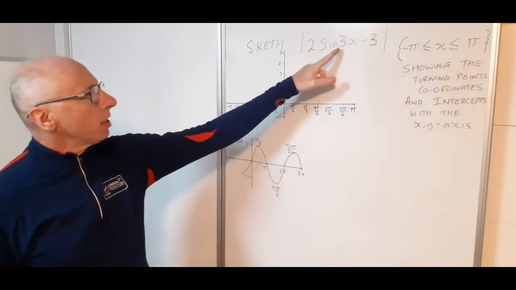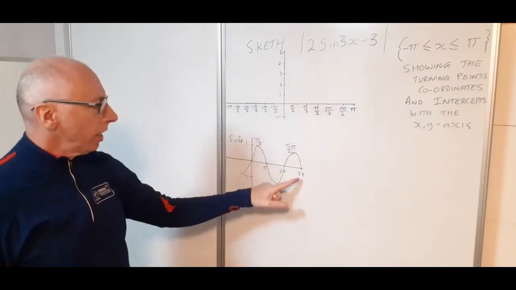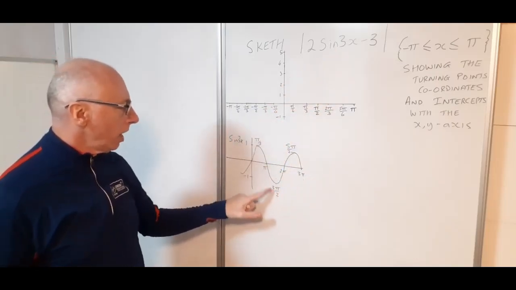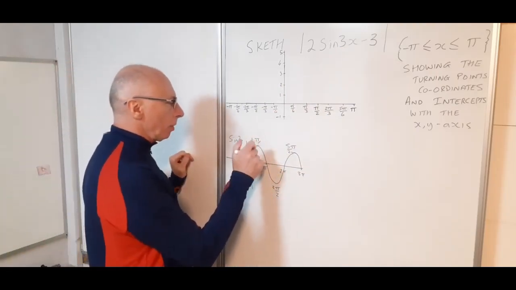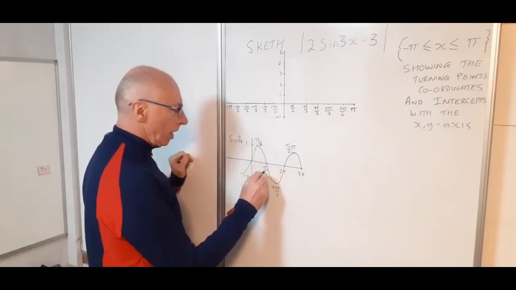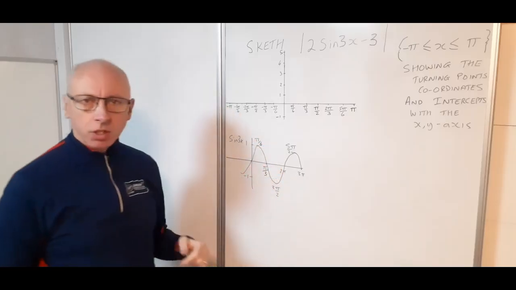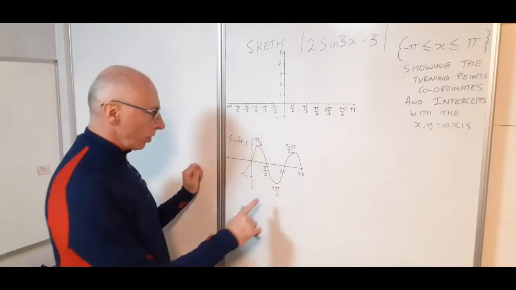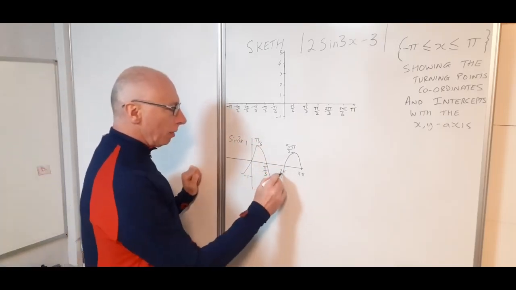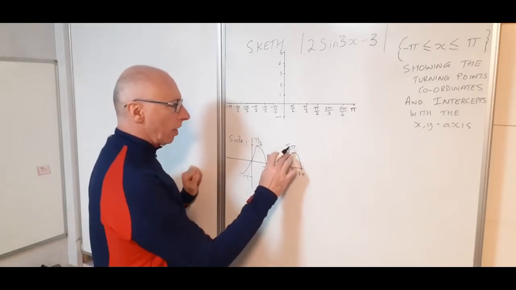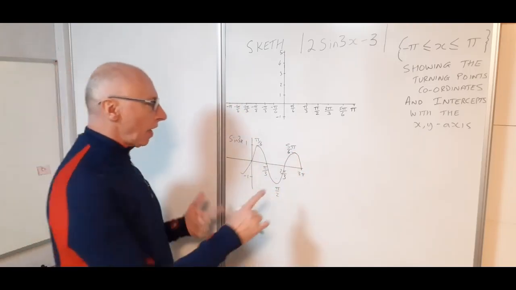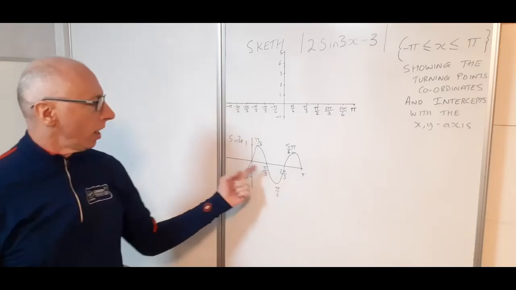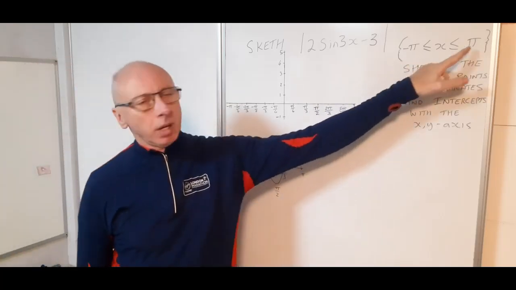pi, this is now going to squeeze by a factor of 3. I can just divide all of these x values by 3. So pi over 2 divided by 3 becomes pi over 6. Pi is just pi over 3. 3 pi over 2 becomes pi over 2. 2 pi becomes 2 pi over 3. 5 pi over 2 becomes 5 pi over 6. And 3 pi just becomes pi. So now I've got my ranges from negative pi to pi.